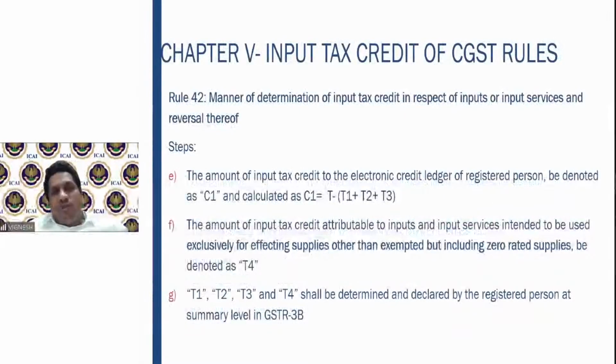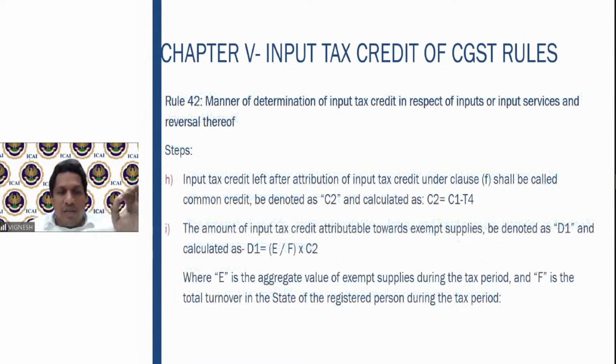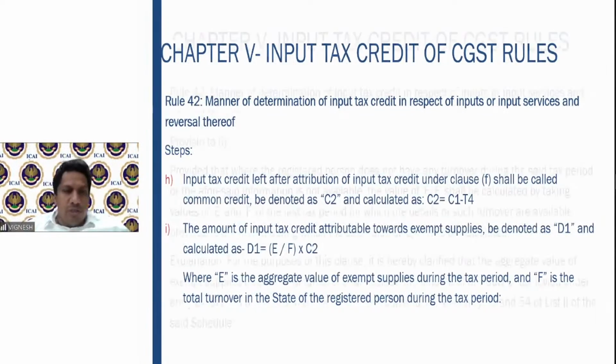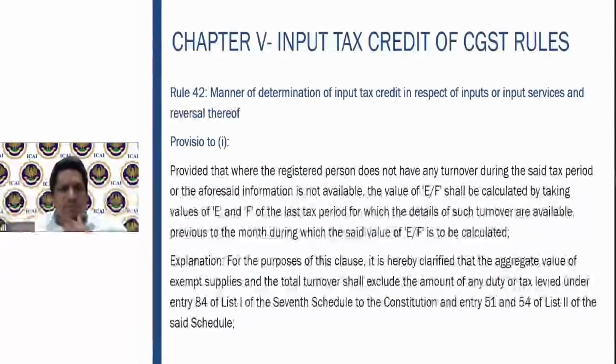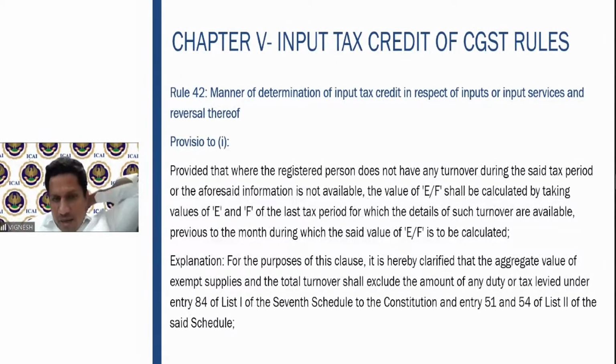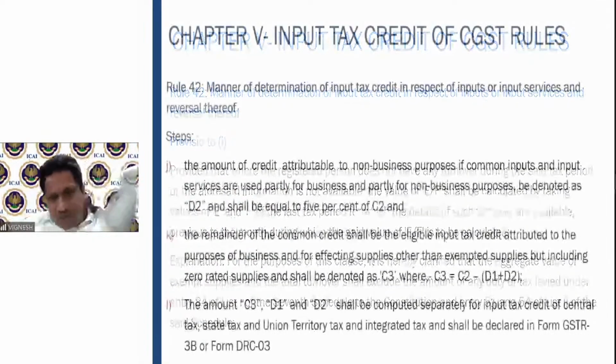So from T, if you remove T1 plus T2 plus T3, you will get the common credit, which is C1, and the amount of credit attributable to inputs exclusively for taxable supplies, that is T4. So whichever is exclusive for taxable supply, that is T4. Then determine all these four. Then you get the common credit C2 after you remove T4. Then you have to ascertain the common credit attributable to exempt supply, E by F into C2. This is the way you have to do it. Whenever for the last tax period this E by F is not available, you have to take the values of the last tax period and do the respective calculation accordingly.